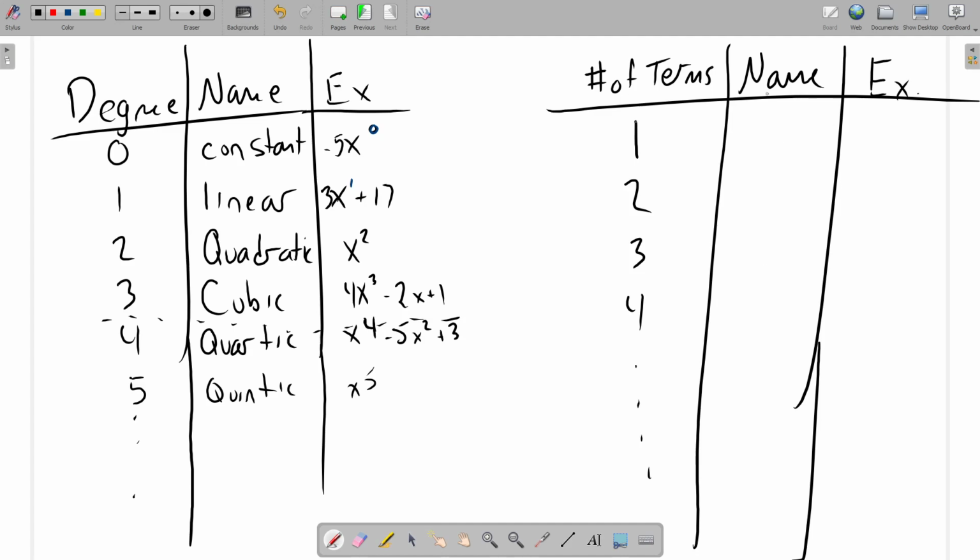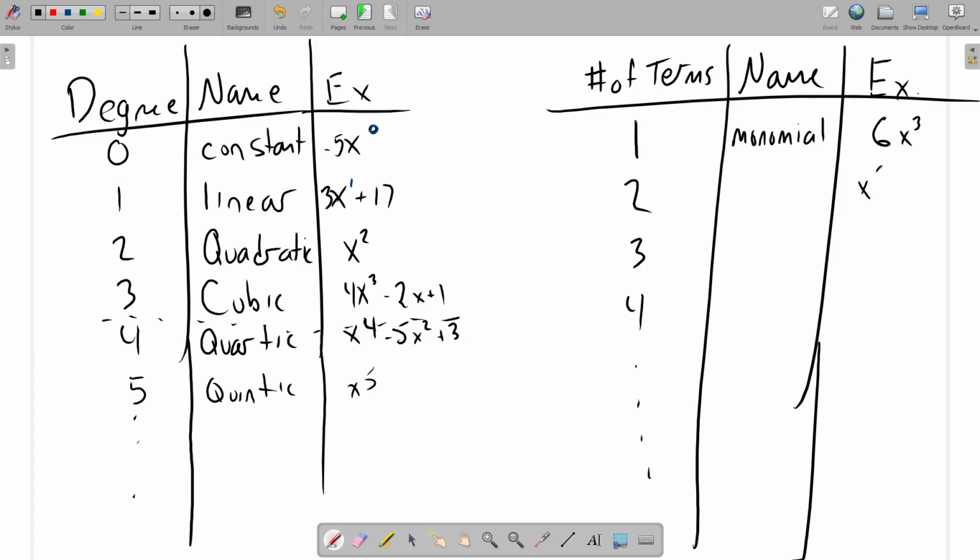What about based on the number of terms? If I have a polynomial with one term, it could be anything. It could be 1,213x to the power of 500, or it could just be 3, or it could be 6x cubed. As long as it's one term, we're going to call it a mono, meaning one, meal. So monomial.